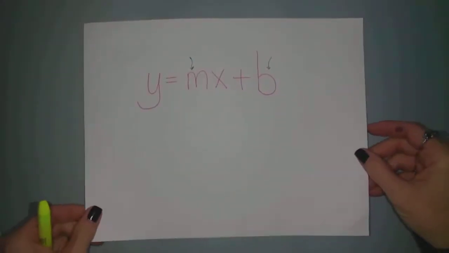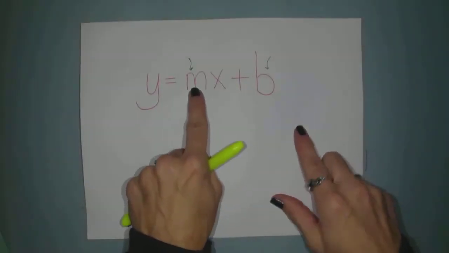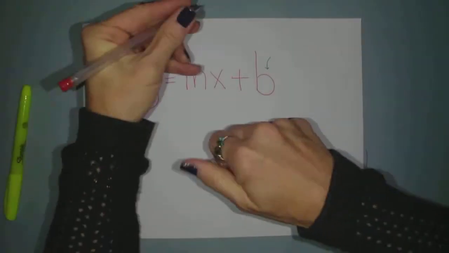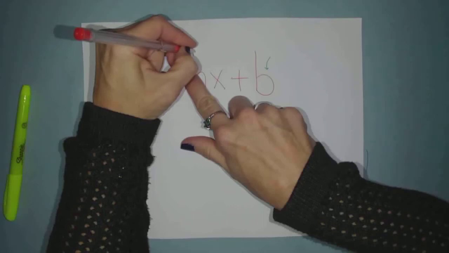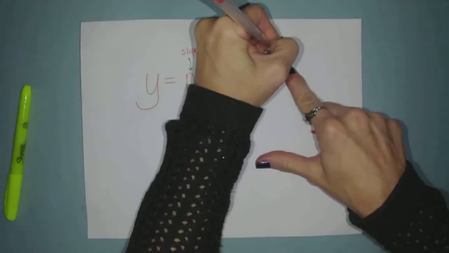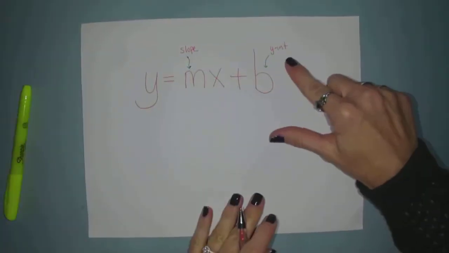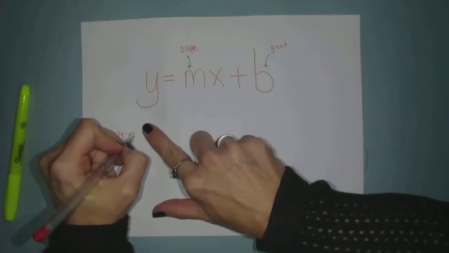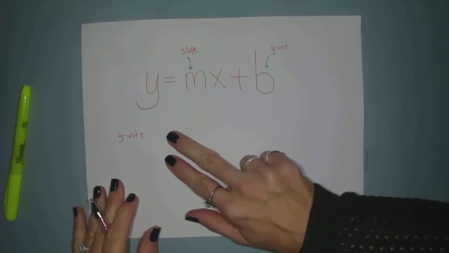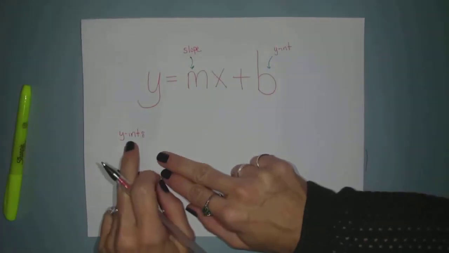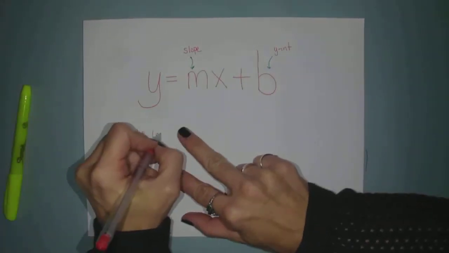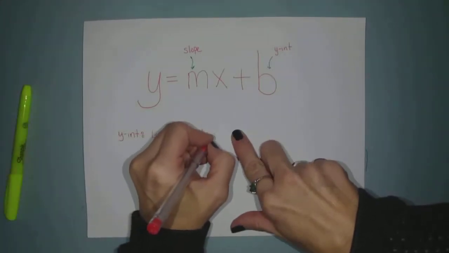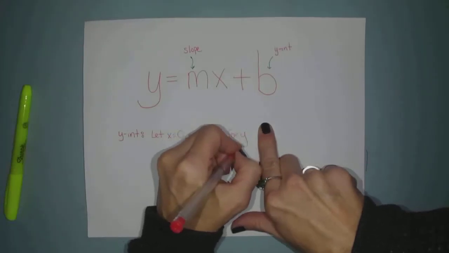So here's your slope-intercept form. So this is the slope, m. And the b ends up being the y-intercept. Now, we've studied y-intercepts. Do you remember the definition of a y-intercept? It's where the line crosses the y-axis. We let x be 0, and we solve for y.